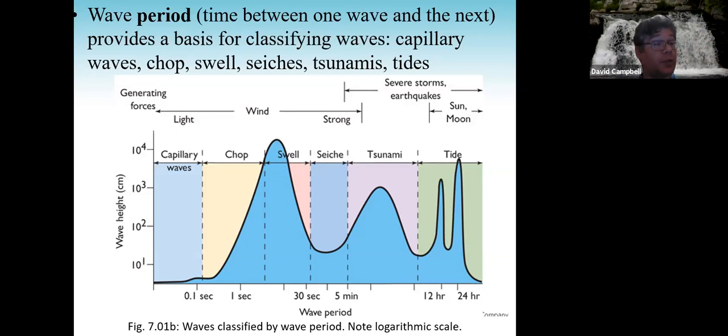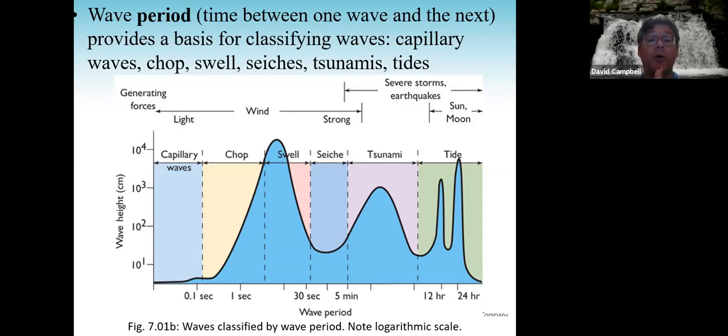Swell are somewhat longer period waves that can travel quite far in the ocean. Chop is generally pretty local waves there. Seiches, all those up through that size tend to be generated primarily by winds.